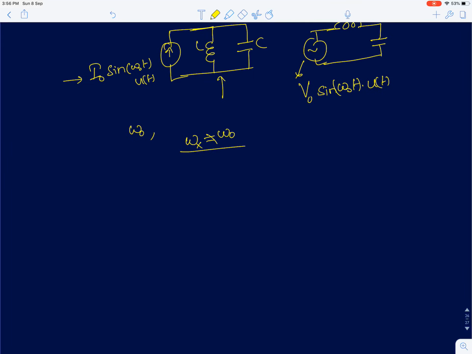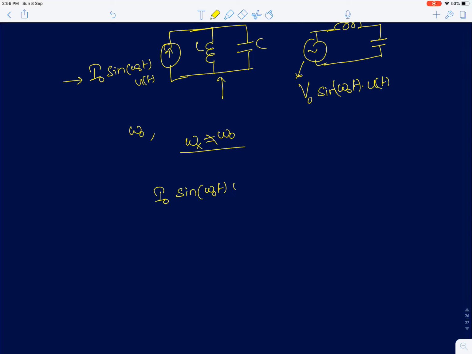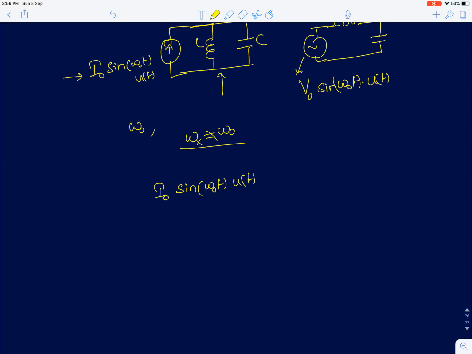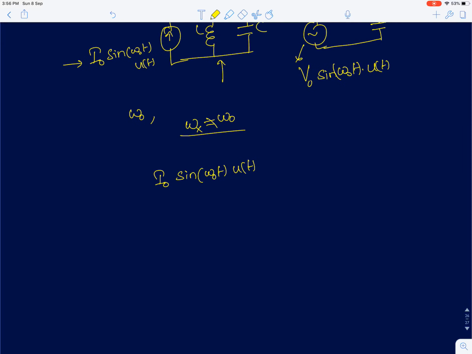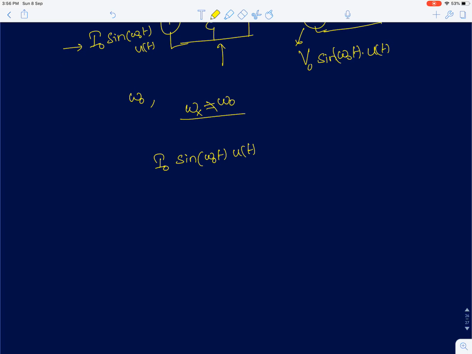First I'll try to mathematically solve: if I feed an input I naught sin omega naught t to the parallel LC circuit, what is the voltage that is developed across the tank? I'll again resort to Laplace transforms to solve the problem.